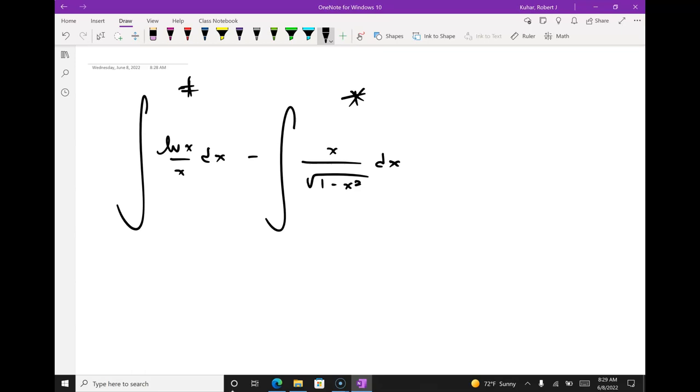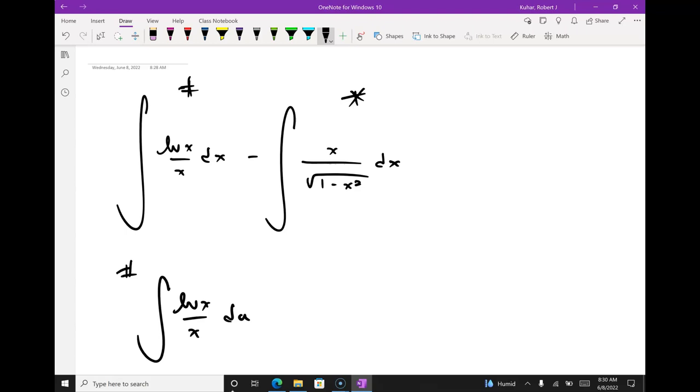So let's just work on hashtag here, right? And it's pretty clear that I have, remember my u sub list: I could have a whole function as u, I could have the inside as u, I could have the entire downstairs as u, I could do some u sub and have some leftover x, right? Those are my four levels of u sub that I want to be looking at.